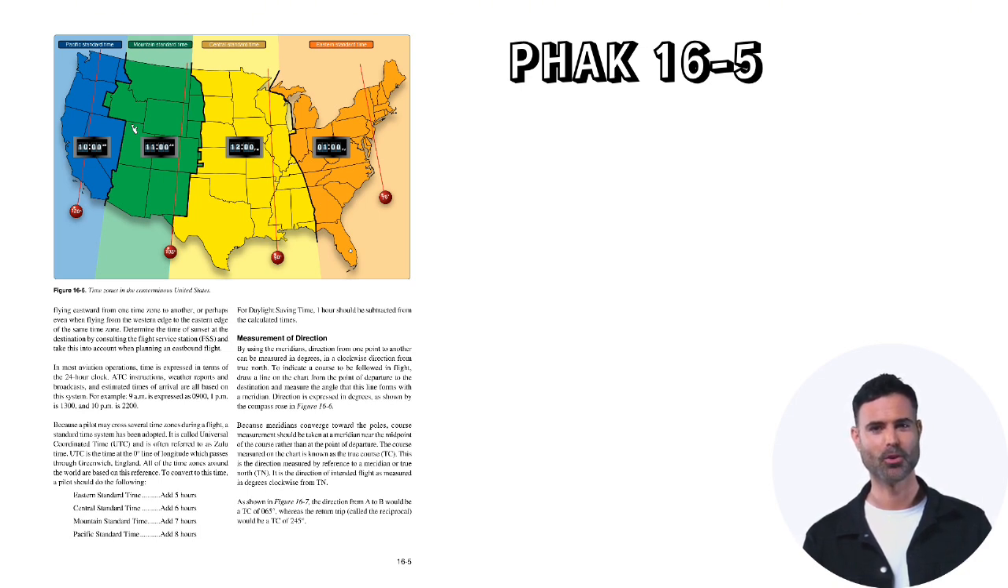It is called Universal Coordinated Time (UTC) and is often referred to as Zulu time. UTC is the time at the 0 degrees line of longitude which passes through Greenwich, England. All of the time zones around the world are based on this reference. To convert to this time, a pilot should do the following. Eastern Standard Time add 5 hours, Central Standard Time add 6 hours, Mountain Standard Time add 7 hours, Pacific Standard Time add 8 hours. For daylight saving time, 1 hour should be subtracted from the calculated times.